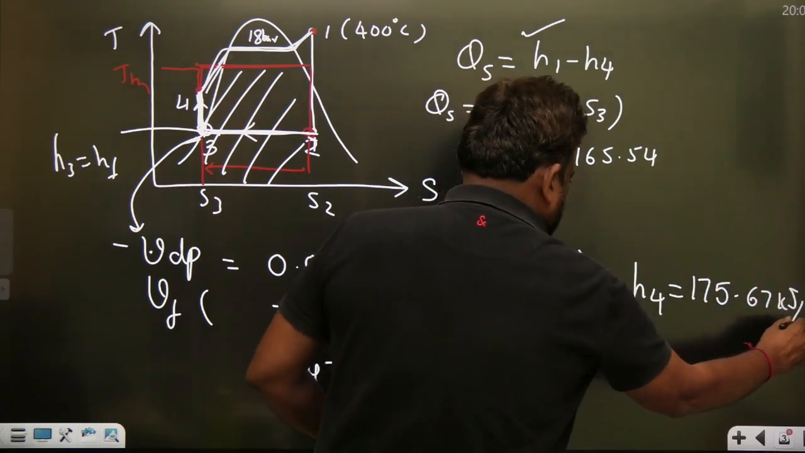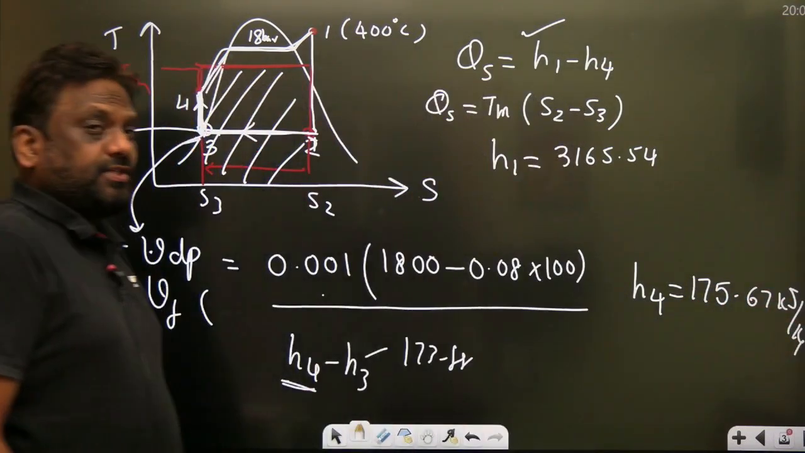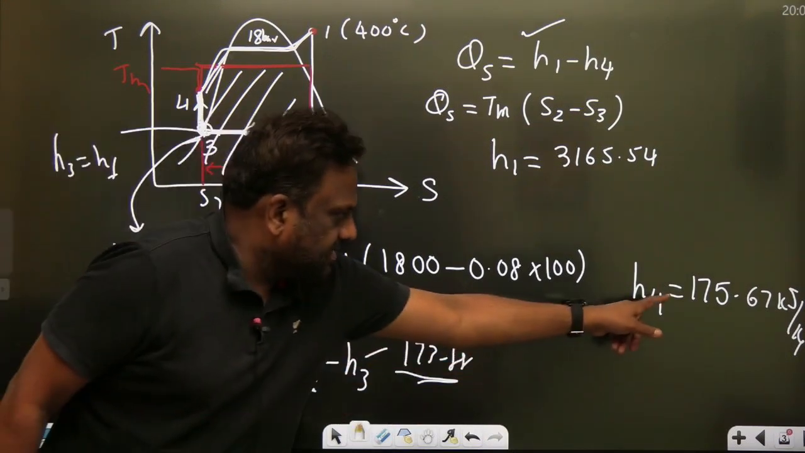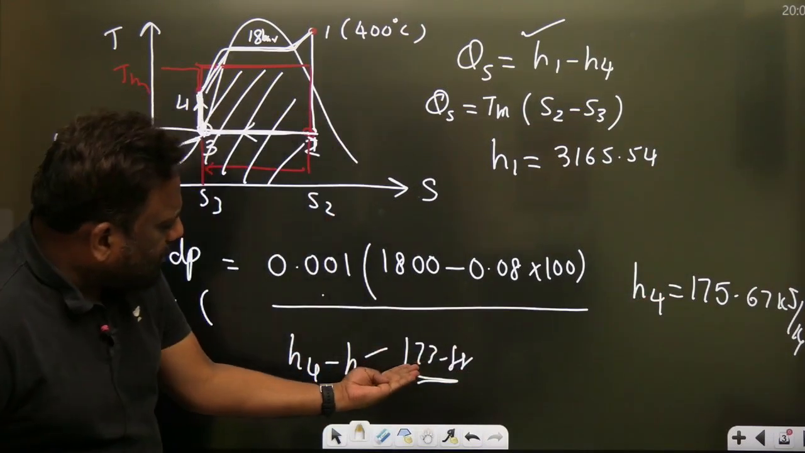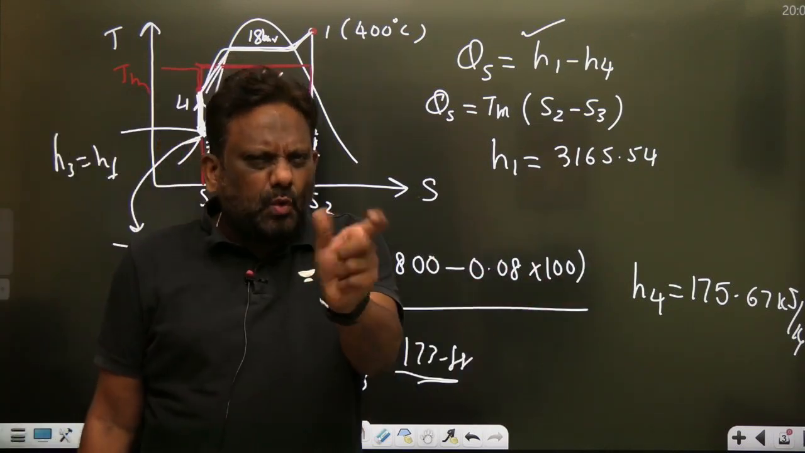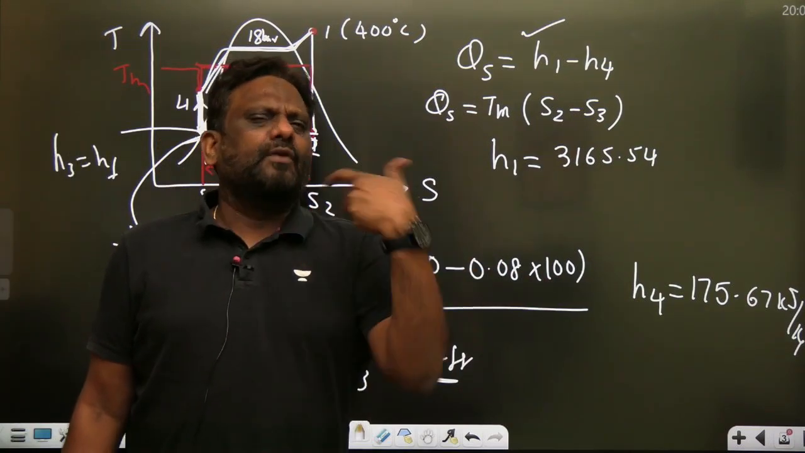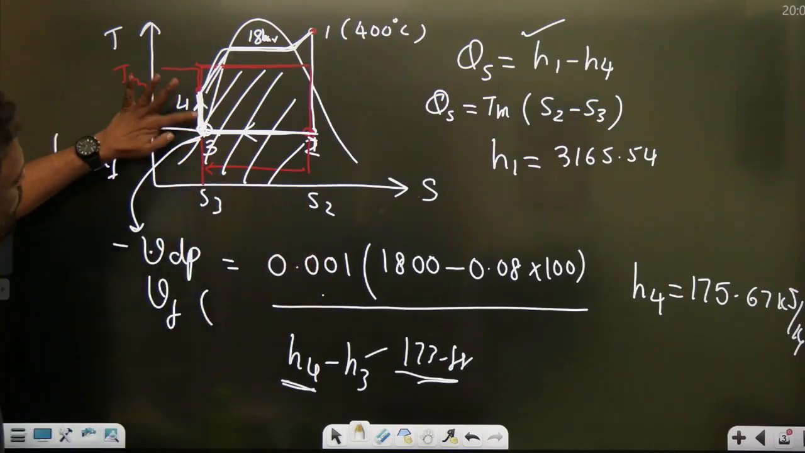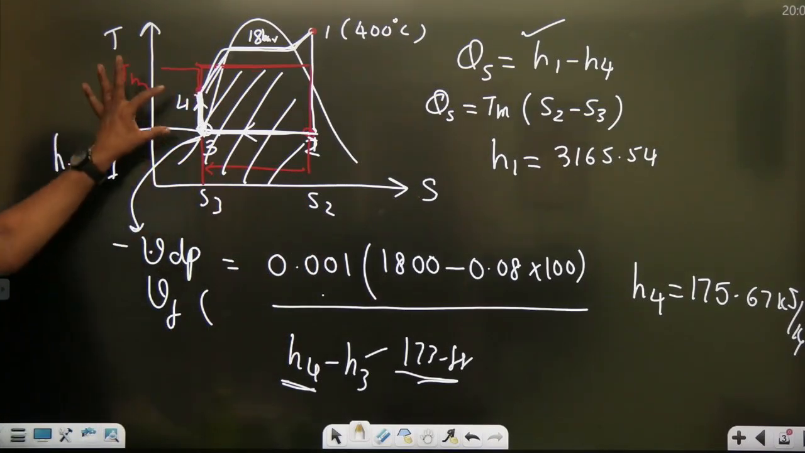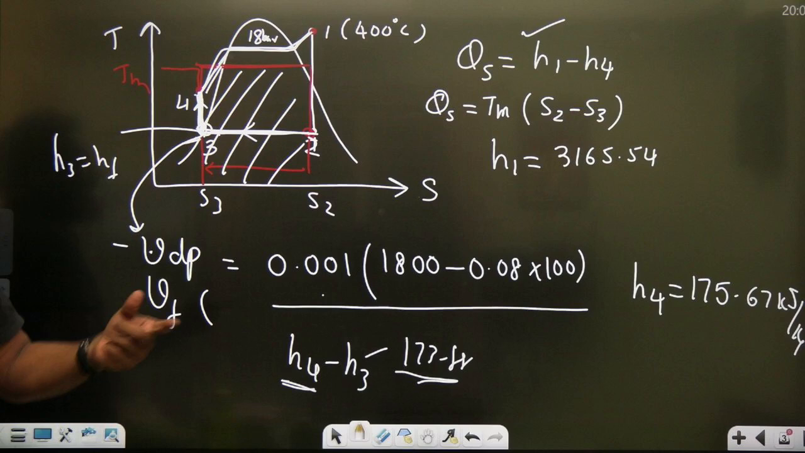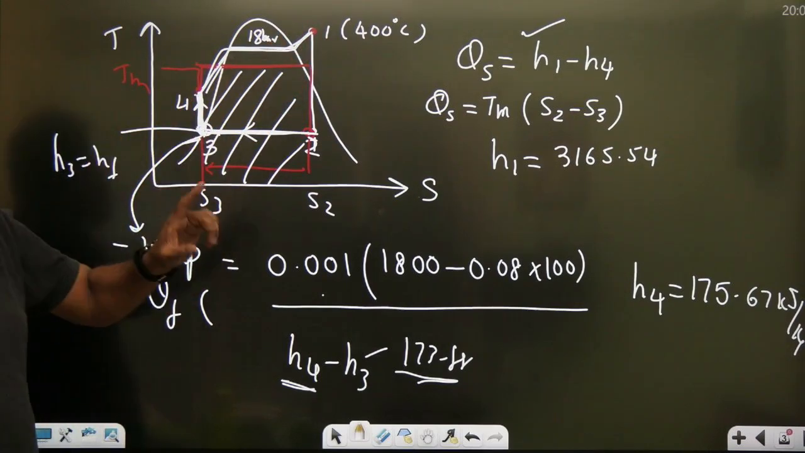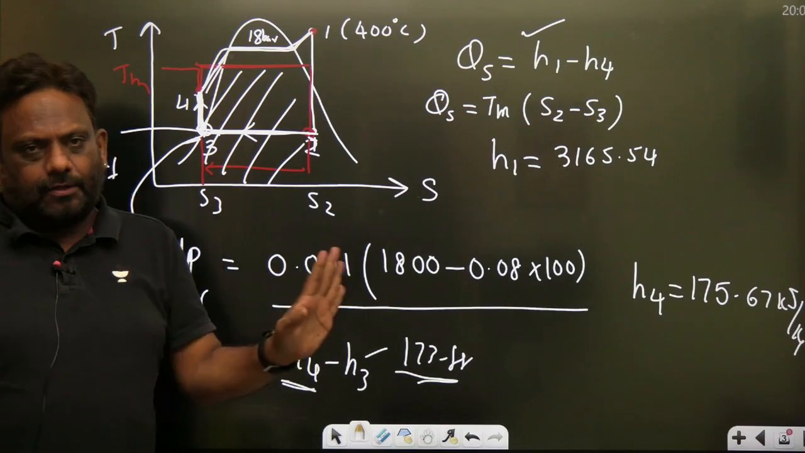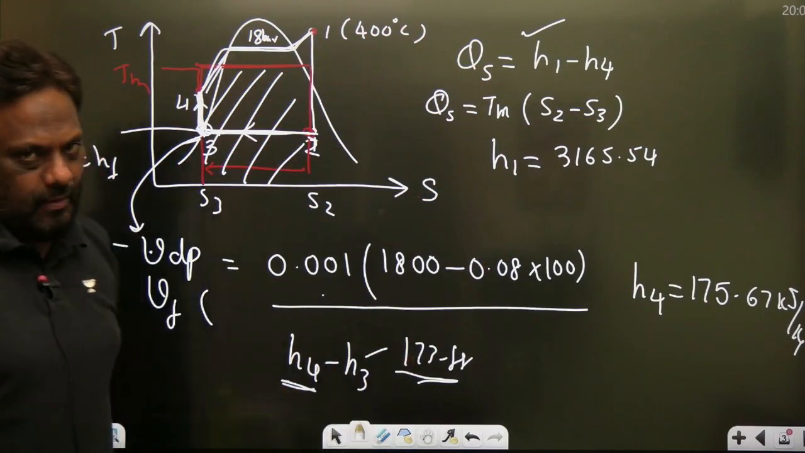175.67 kilojoule per kg. Okay, now just observe what is H3, 173.88. What is this 175? There is a difference of around 2 kilojoule per kg. Even if you neglect, it will not affect much in your answers. So I can easily write H4 also equal to H3 because pump work is very small. So heat supply can be written as H1 minus H4 or H1 minus H3. It doesn't make much difference, so don't worry at all. But anyway, I have shown you how to calculate.